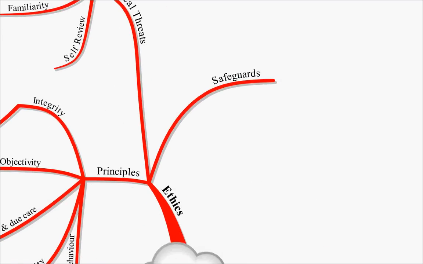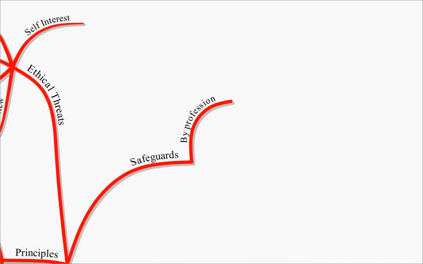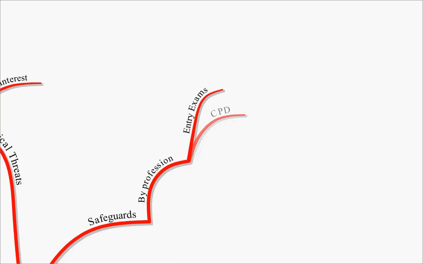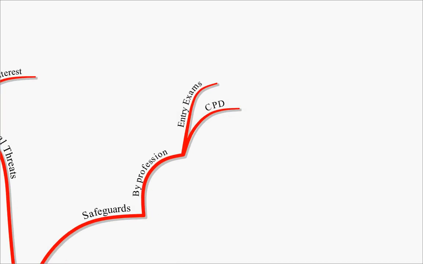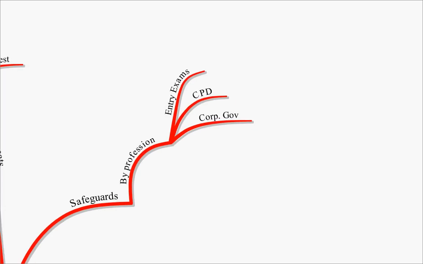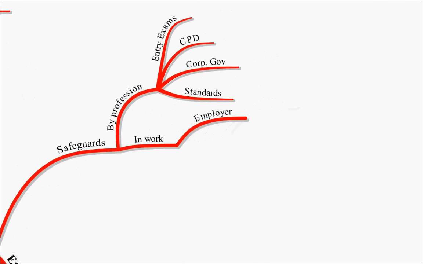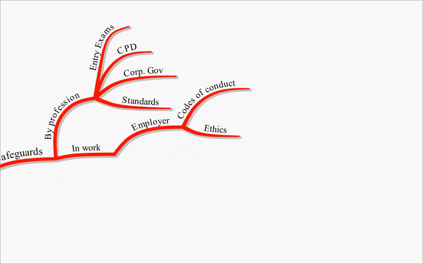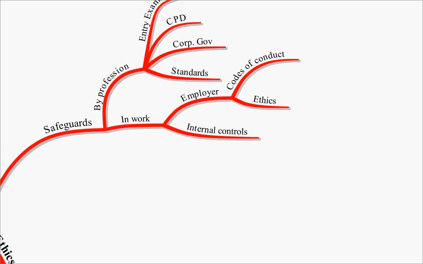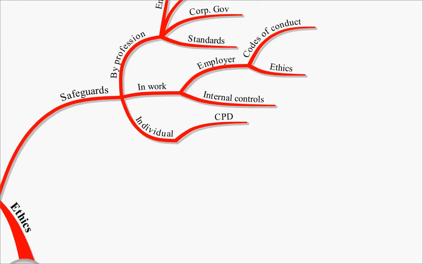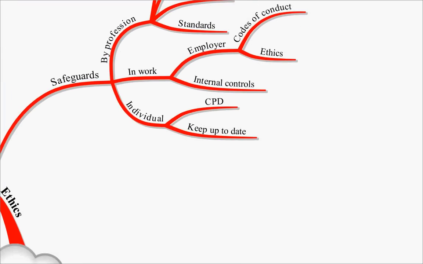So how do we safeguard against some of these things? Well, the profession issues some things that will safeguard against it. For example, you have to have the entry exams to be part of the ACCA. You have to continually update your knowledge through CPD. You have to uphold the corporate governance requirements. And there are the standards there in order to help you. In work then also, your employer should have things like a code of conduct, and there should be ethics within the firm, and there should also be internal controls within the firm. As an individual then, you must go to your CPD and you must keep up to date, and these will keep your knowledge fresh and ensure you can act with diligence and professional competence.